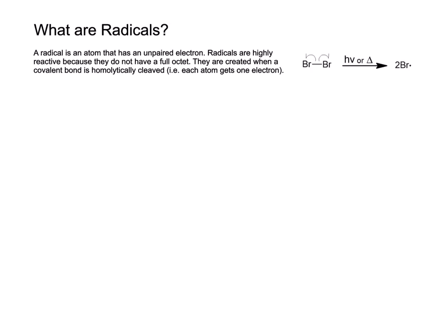Before we get into the radical reactions, it's probably a good idea to review what radicals actually are. A radical is simply an atom that has an unpaired electron. Radicals are highly reactive because they don't have a full octet. They're created when a covalent bond is homolytically cleaved. That means each atom gets one electron. You can see on the right I have Br2. When we apply light or heat to that Br2, we can see those two half-headed arrows, one going to each of the bromines, generating two bromine radicals.